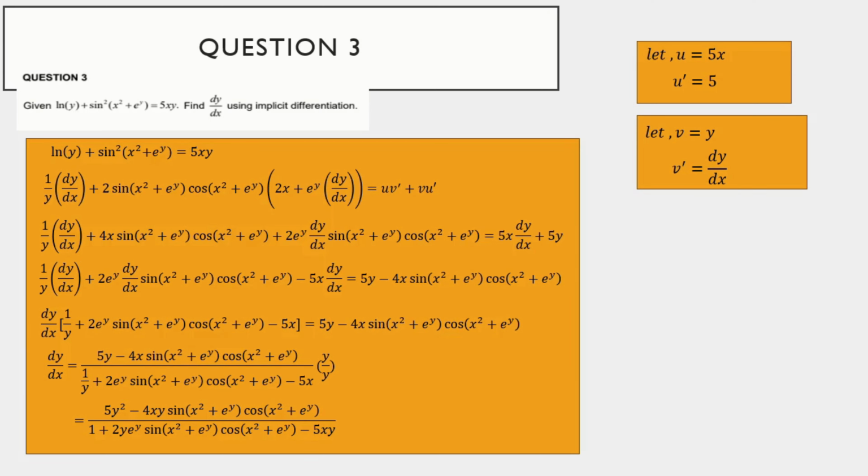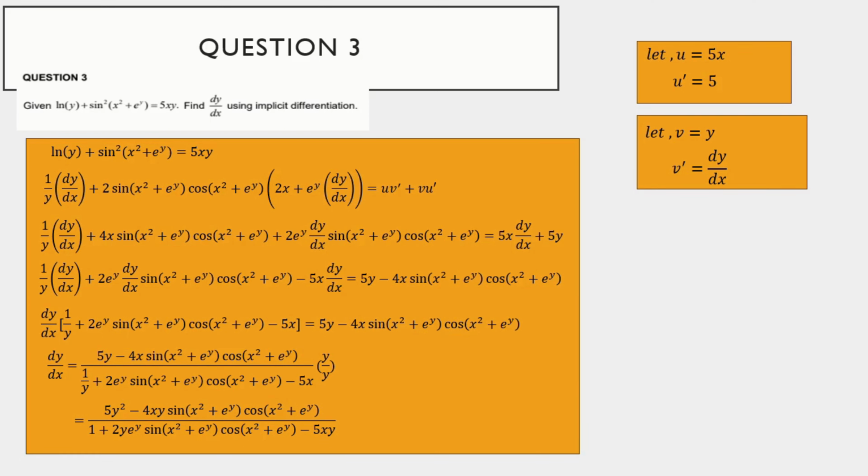So thirdly, we differentiate 5xy using the product rule. The formula for the product rule is u v prime plus v u prime. First, we need to let u equal 5x, meanwhile v equals y. So differentiating u, u prime equals 5, and differentiating v, v prime equals dy over dx.